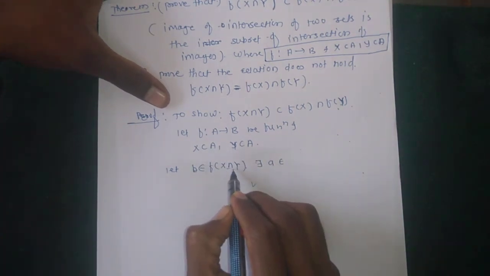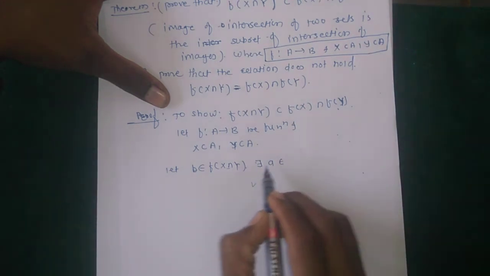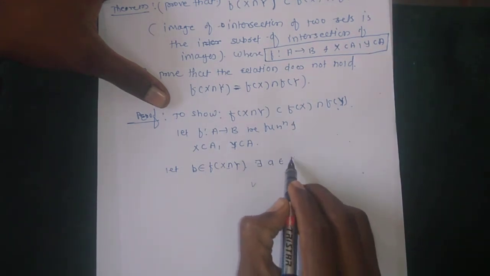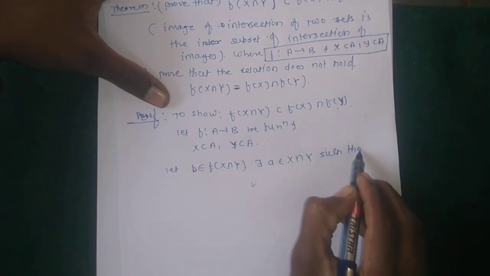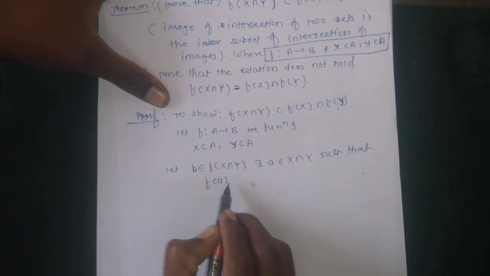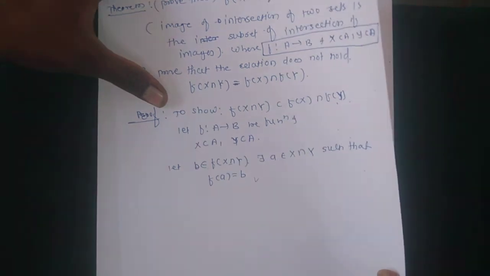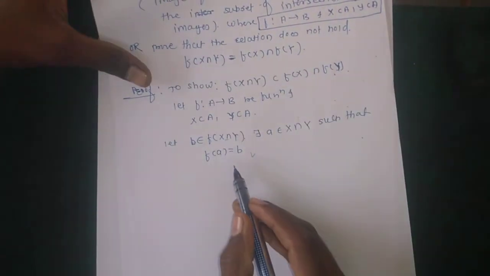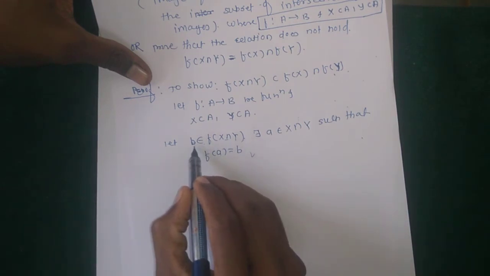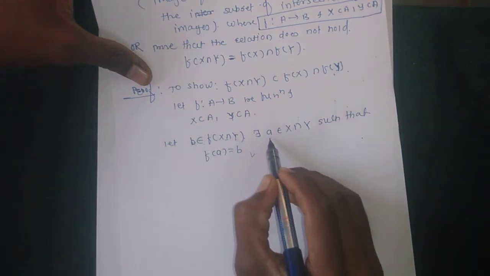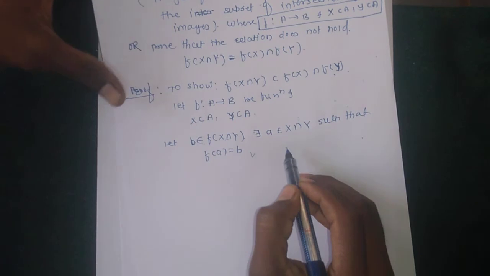Okay, here, choosing an element from f of x intersection y, there exists at least one element a belonging to x intersection y such that f of a equals b. f of a equals b means that b is the image of some element of x intersection y.